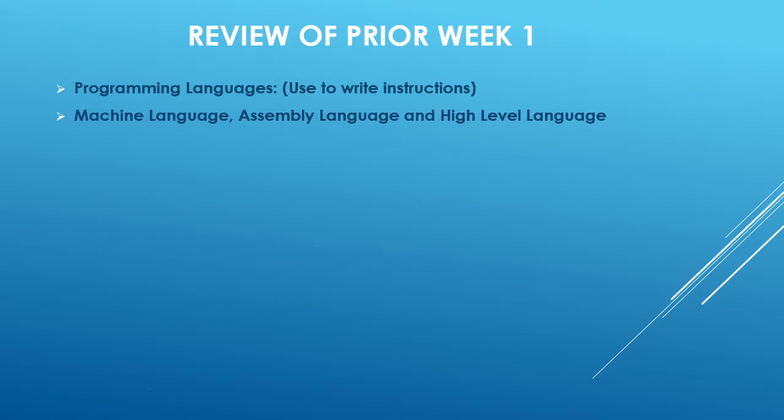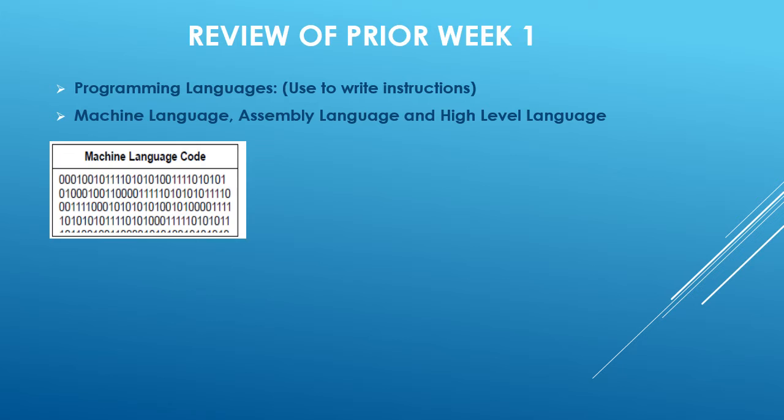In week 1, we discussed the programming languages. Programming languages are the languages that are used to write instructions to perform a particular task. Programming languages have their own predefined grammar, vocabulary, and rules and regulations. We need to follow those rules and regulations to write the set of instructions to develop software and applications. There are 3 types of programming languages: machine language, assembly language, and high-level language.